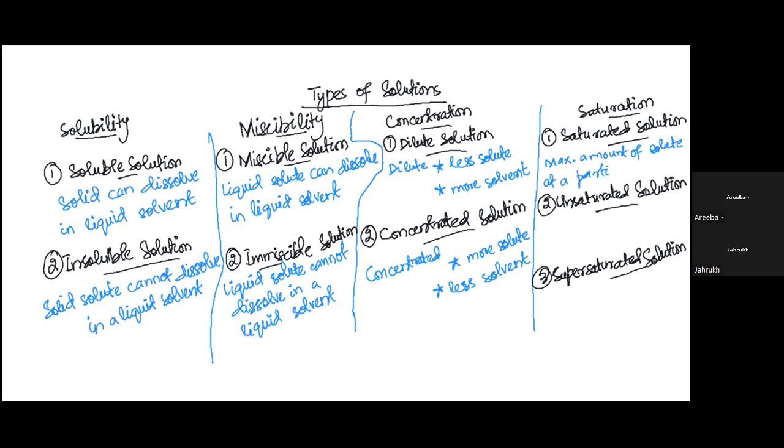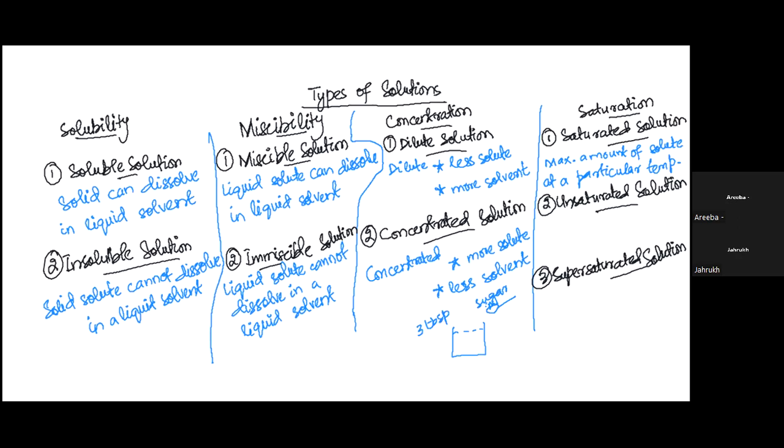Let's say a glass of water can only dissolve 3 tablespoons of sugar at room temperature. The average glass of water at home is 250 cubic centimeter or 250 ml, a quarter of a liter, right? So let's say one glass of water can dissolve 3 tablespoons of sugar.